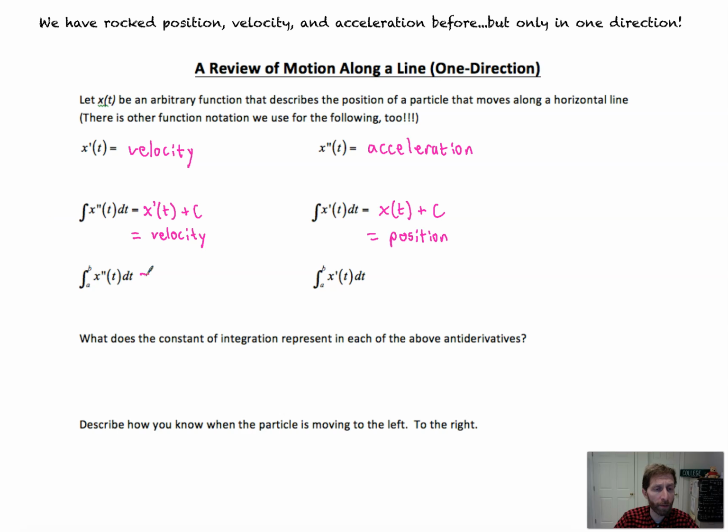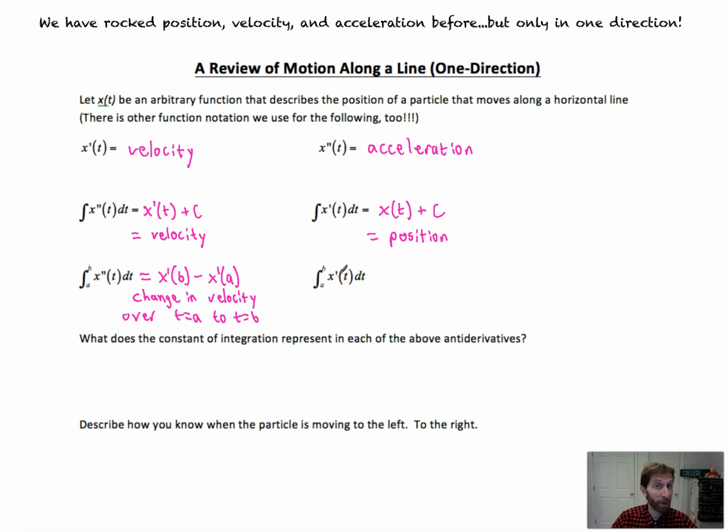Then the integral from a to b of x double prime is a little bit different. Remember, we use the fundamental theorem of calculus, the first one. That would be the function level that comes just before x double prime, which would be x prime of b minus x prime of a. That would also be known as the change in velocity, over t equals a to t equals b. So the starting velocity subtracted from the finishing velocity, the change in the velocity.